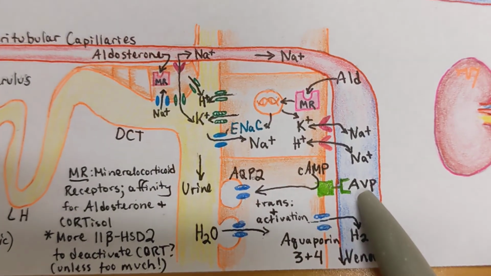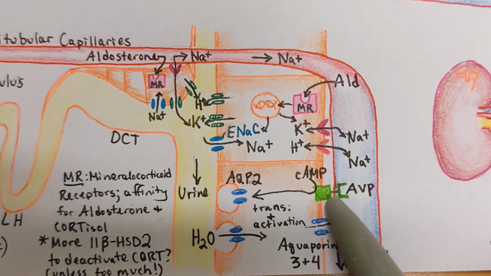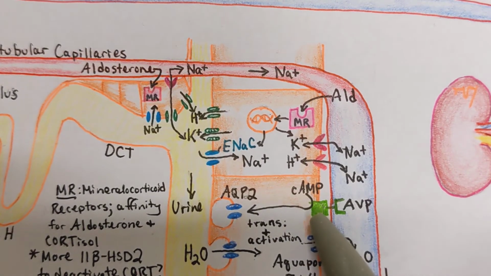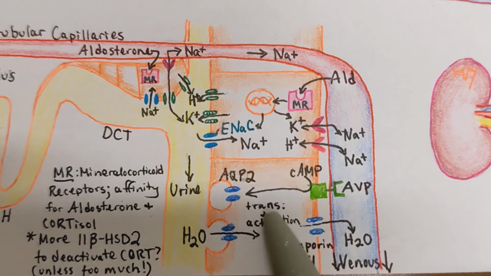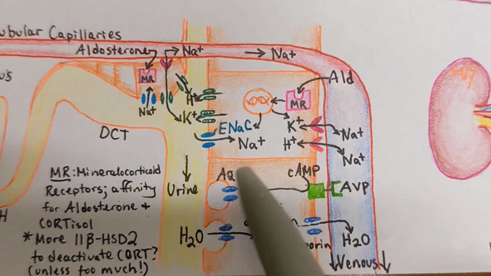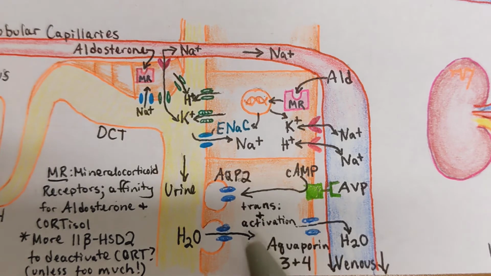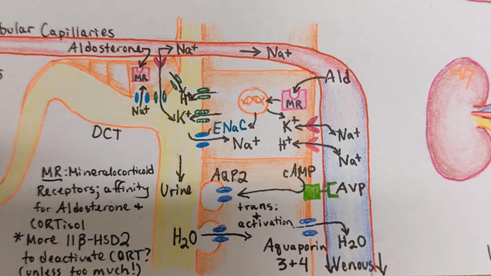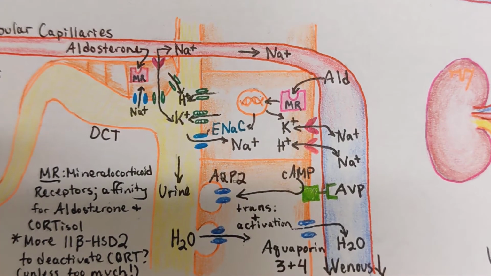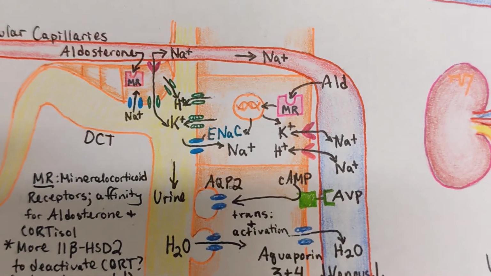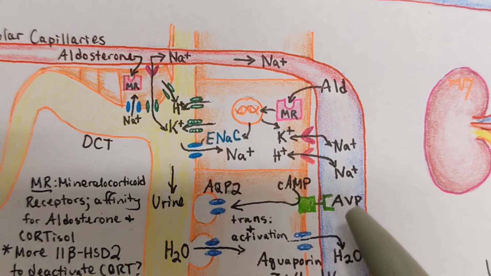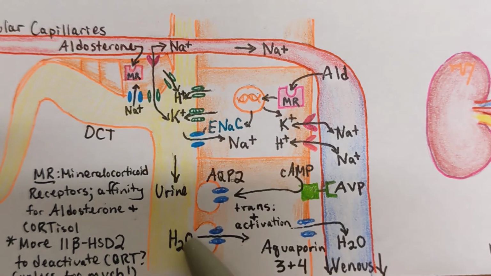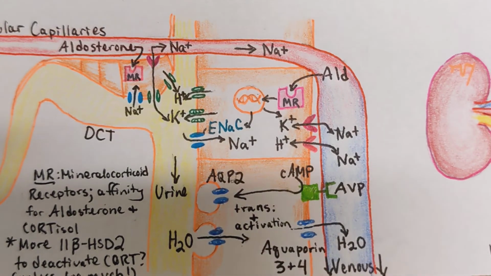Here we see ADH, also called AVP, binding to its receptor. It uses a cyclic AMP second messenger system to transcribe and ultimately activate aquaporin 2 channels. Okay, so just a reminder, aquaporins allow for the passive flow of water with the osmotic gradient. So essentially water follows salt. We just put salt back into the blood, so water is going to be inclined essentially to follow the salt back into the blood.